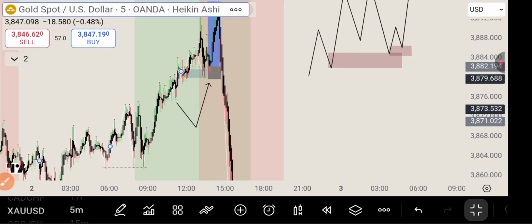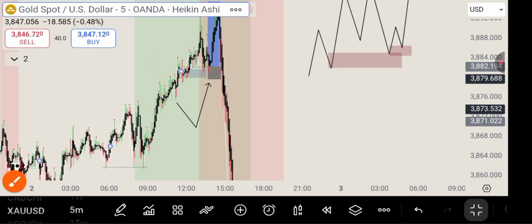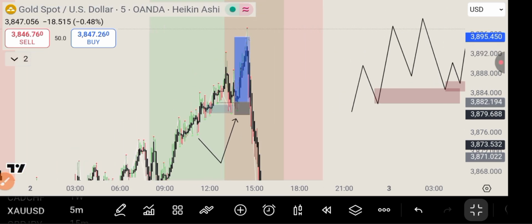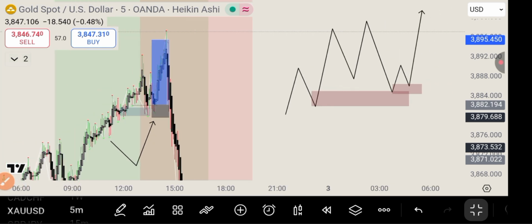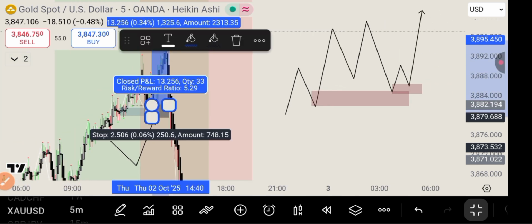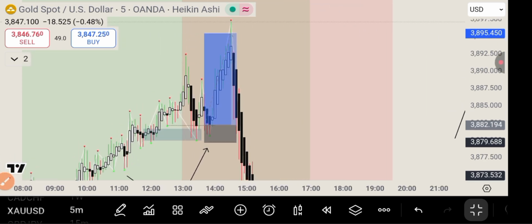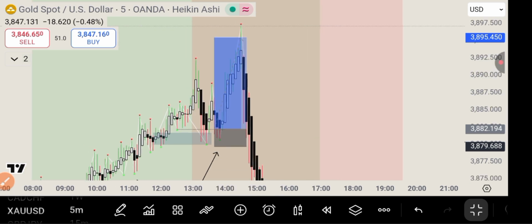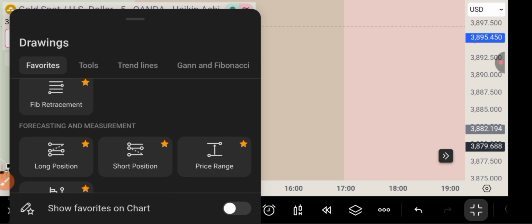Either price comes back to this breaker block on the daily time frame, or price gives me this confirmation entry on the lower time frame. Price later gave me that confirmation entry on the 5 minute time frame, and I bought gold at this level, giving me 1:5, risking like 250 pips. I was risking like $30 on this also, so I made $150 on this also. As you can see, confirmation entry.